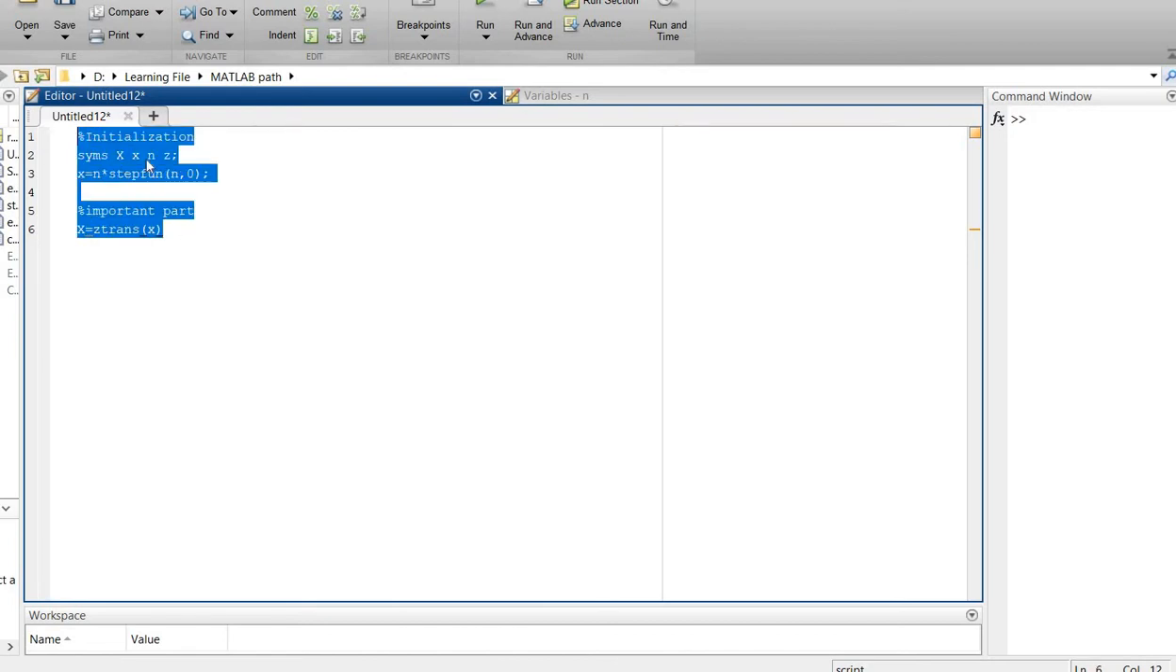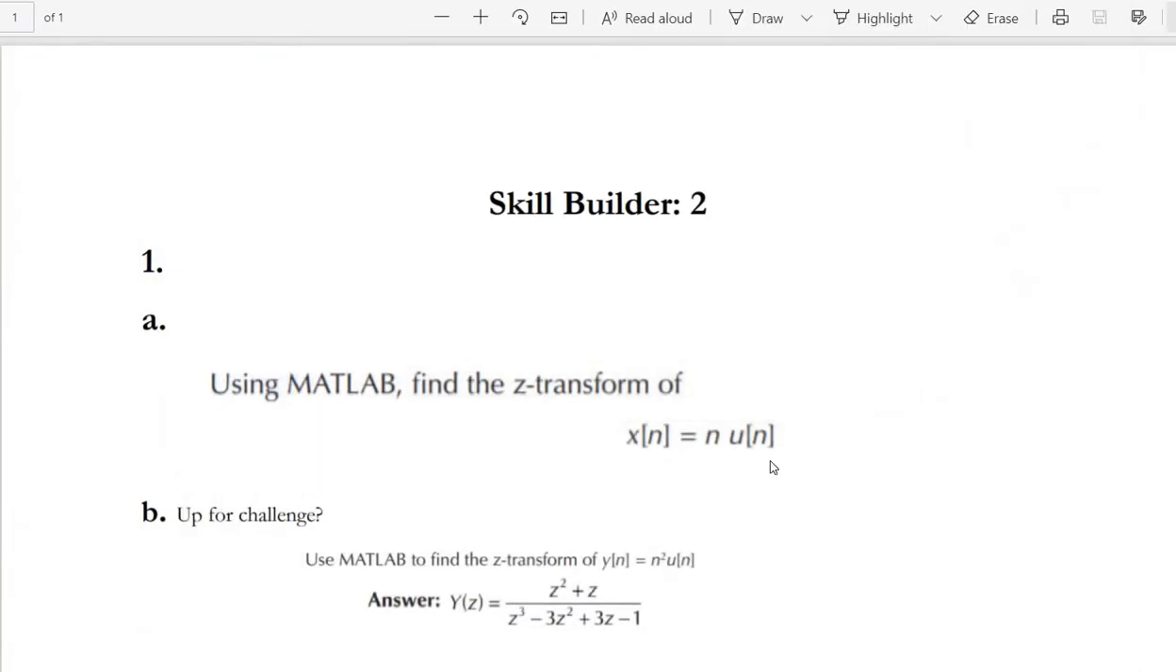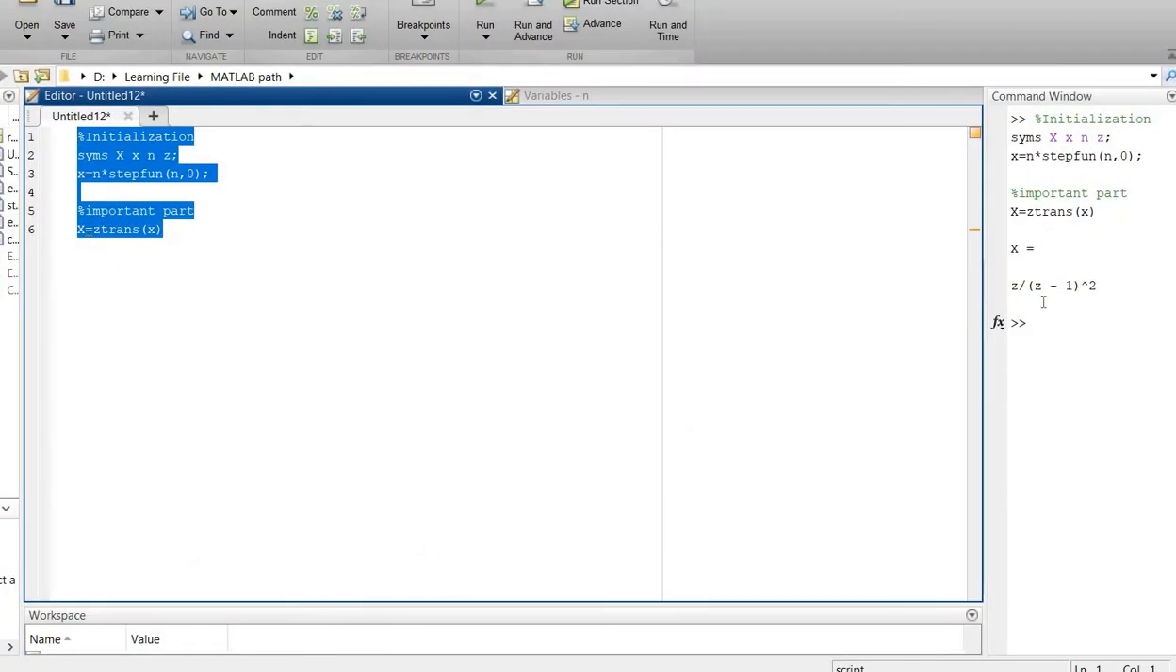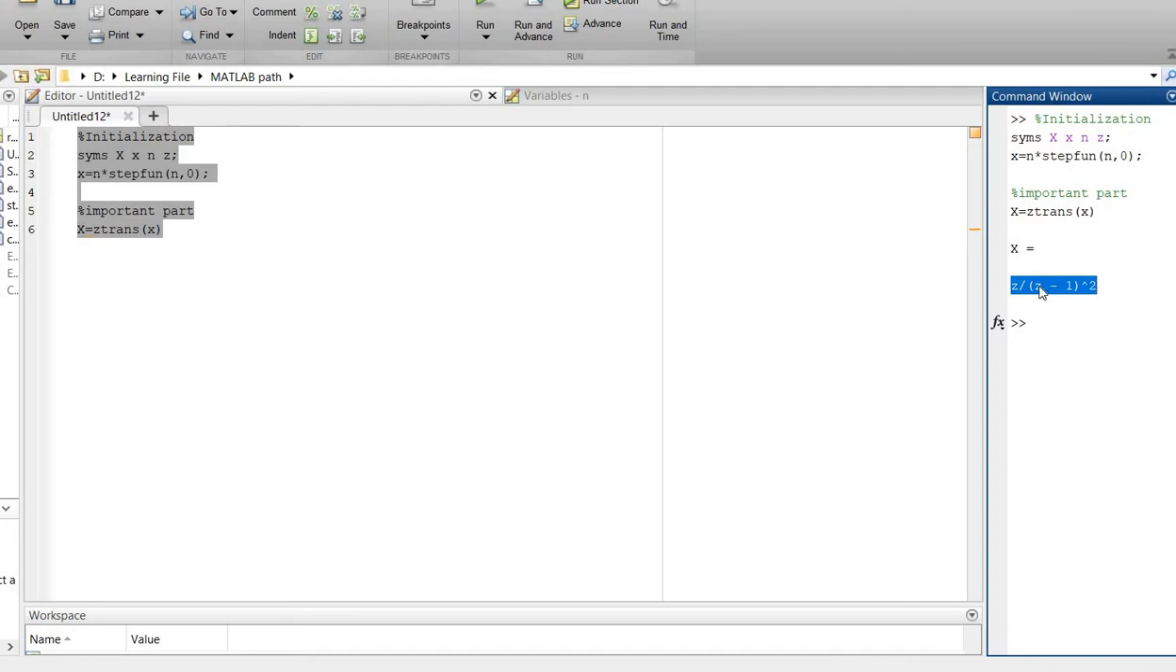Okay, so let's evaluate this and let's look at our command window. As you can see, this is the Z transform of x. You could try and solve it to verify, but you could just trust me on this one.